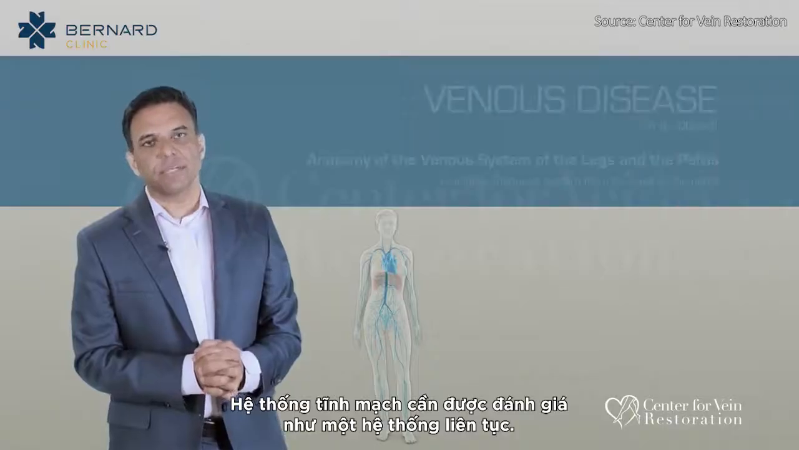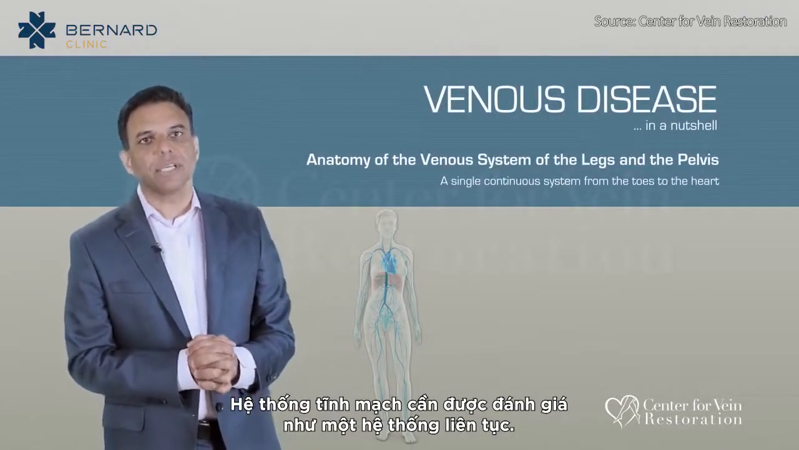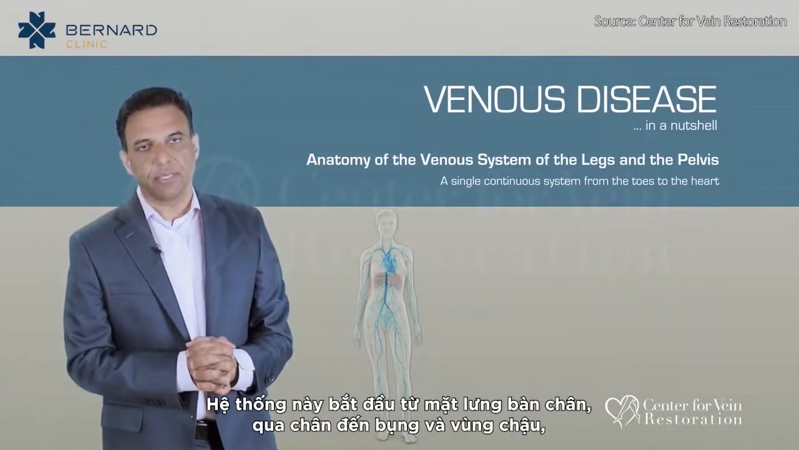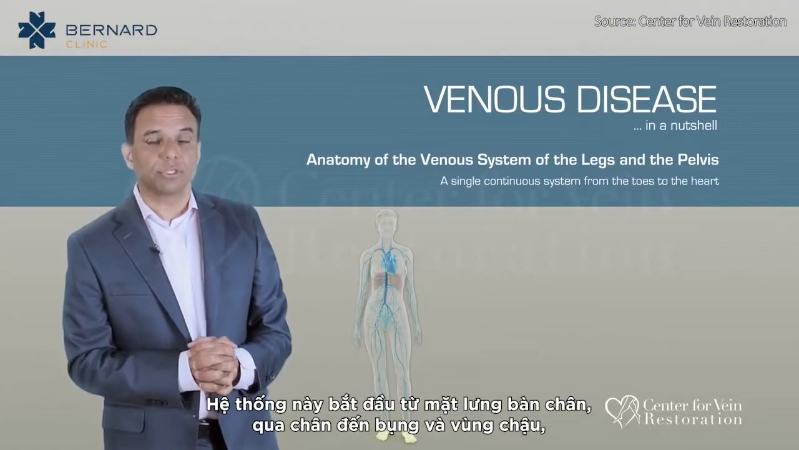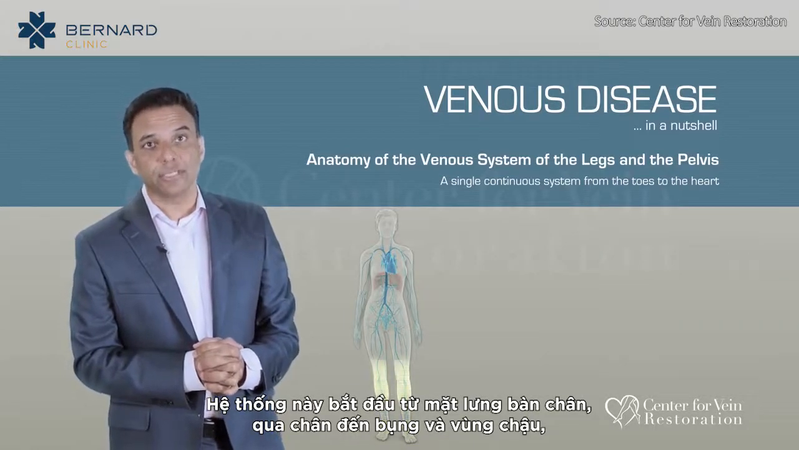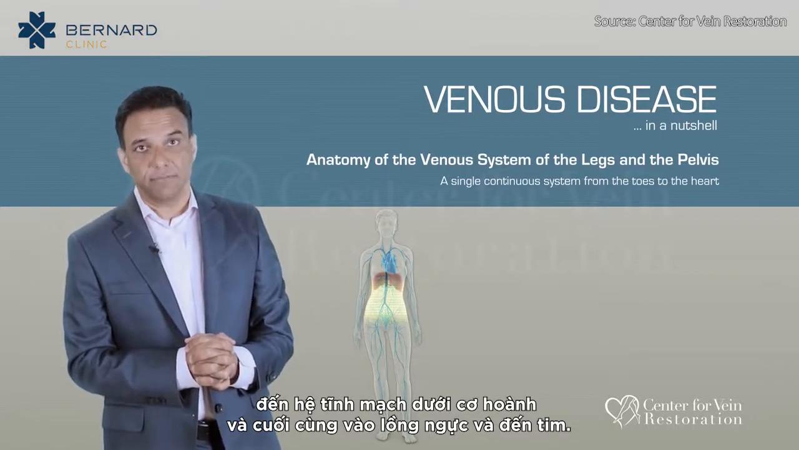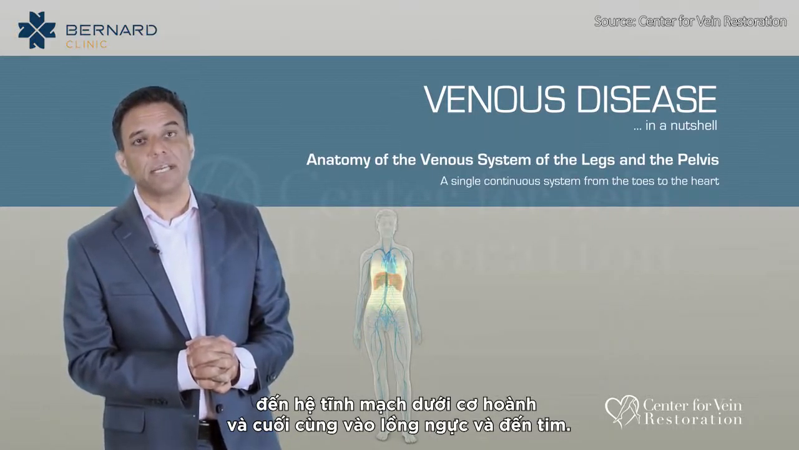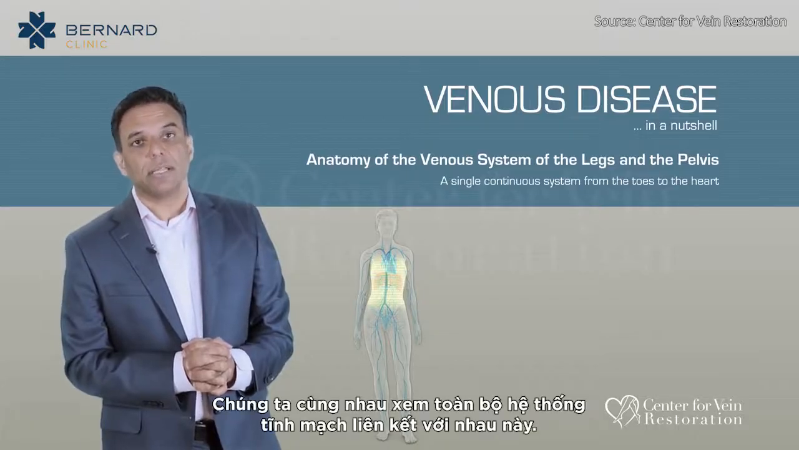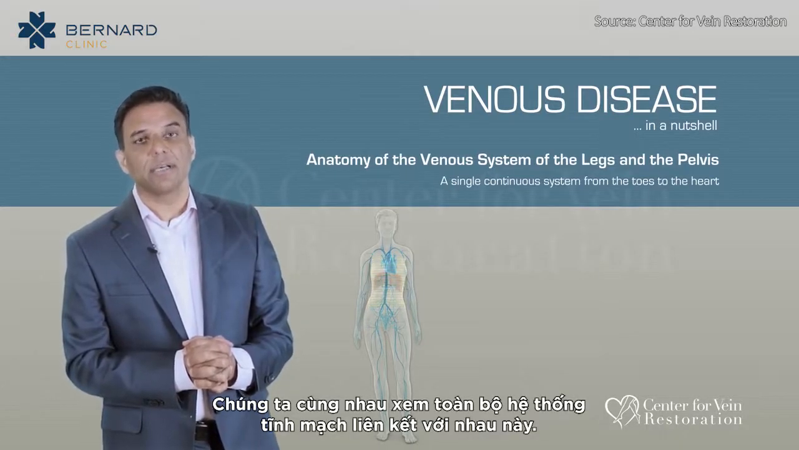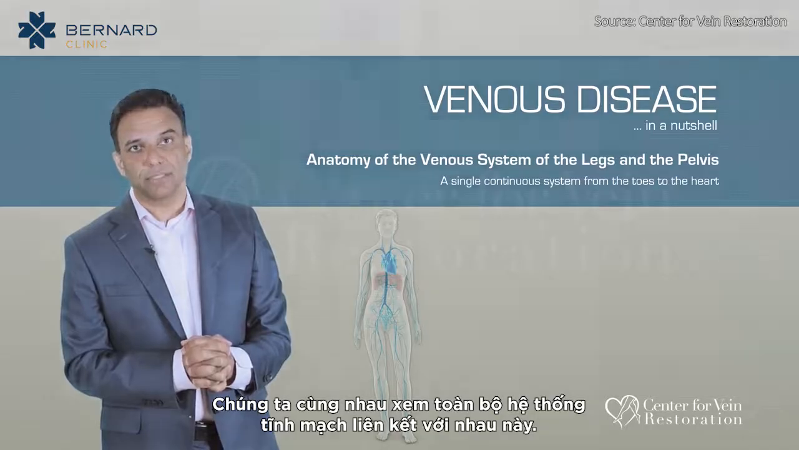The venous system needs to be evaluated as a single continuous system. This system starts from the dorsum of the feet, through the legs, into the abdomen and pelvis, the subdiaphragmatic venous areas, and finally into the chest and the heart. Let us now look at this entire interconnected system of veins.